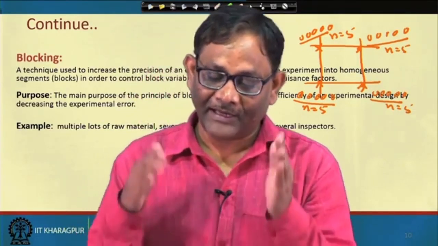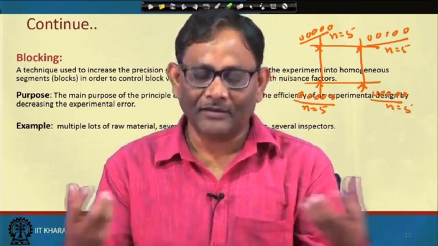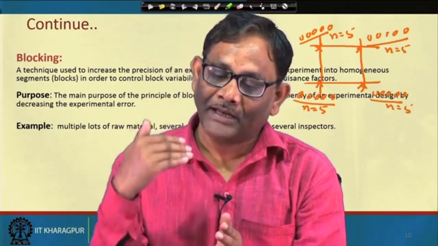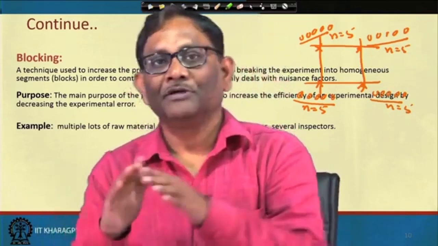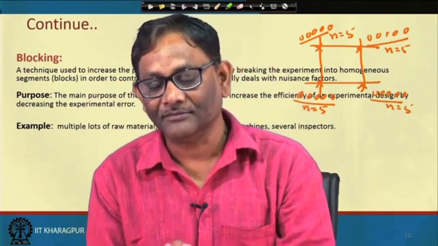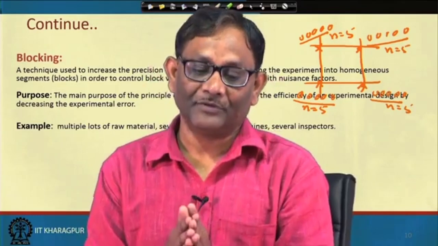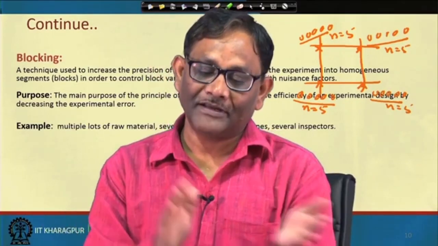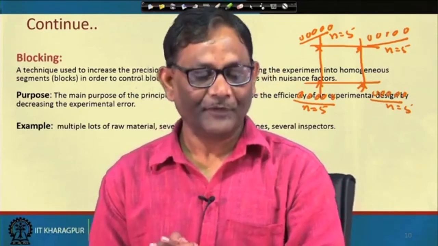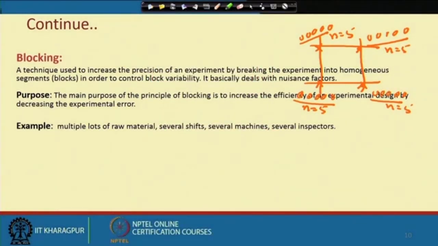So then we can have data for all the factor settings, and for each of the raw material groups, the complete set of runs is available. In that case, when you do the analysis, you will be in a position to find out the block effect, or you will get the factor effect by controlling the block effect. So, the main purpose of the principle of blocking is to increase the efficiency of the experimental design by decreasing the experimental error. Here examples are multiple lots of raw material, several shifts, several machines, several inspectors.